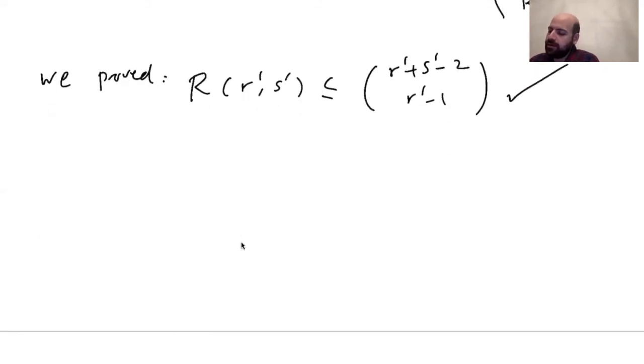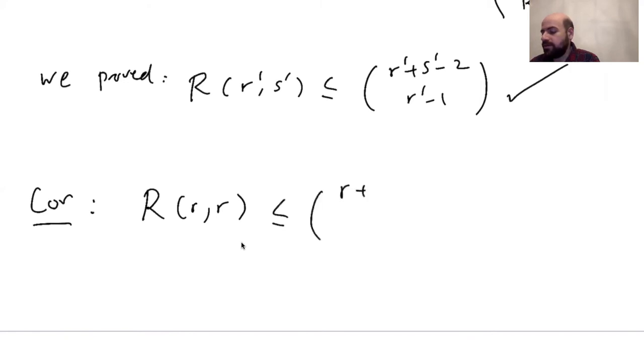Okay, now an immediate conclusion of this is that capital R of R and R, so basically this is called the diagonal Ramsey number, because R and S are both equal to each other. So we're looking at the diagonal. Capital R of R and R is less than or equal to R plus R minus 2, choose R minus 1, which is 2R minus 2, choose R minus 1.